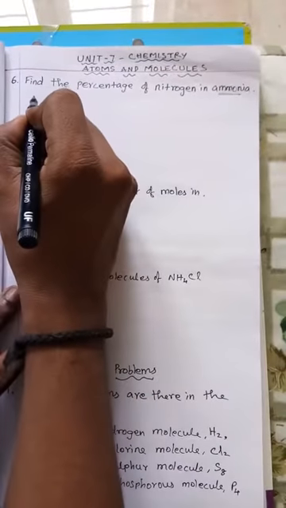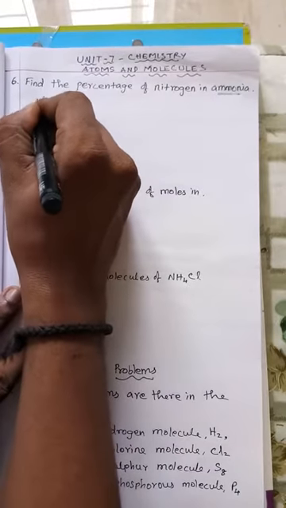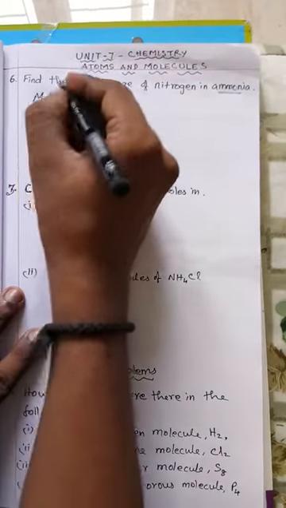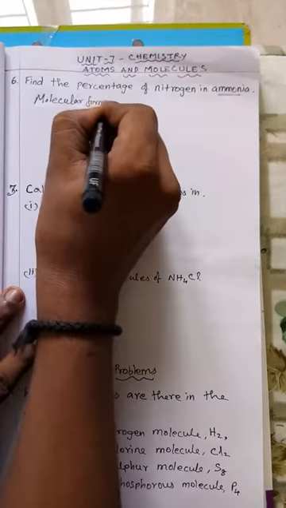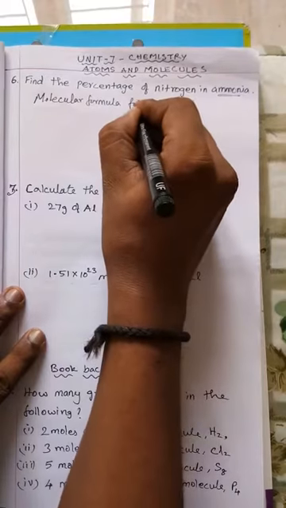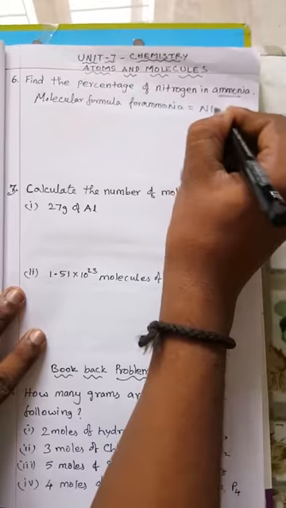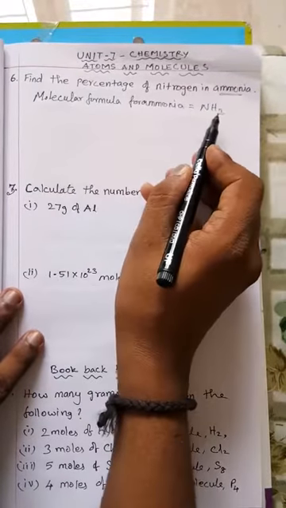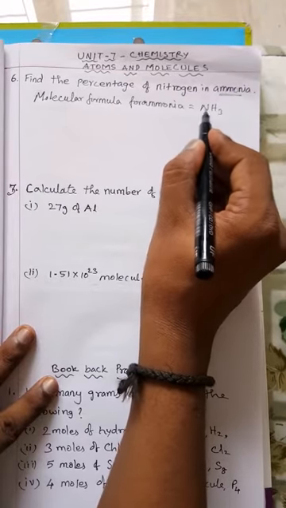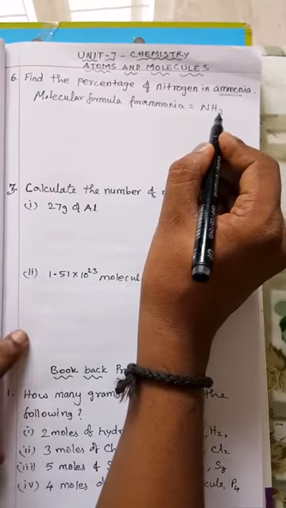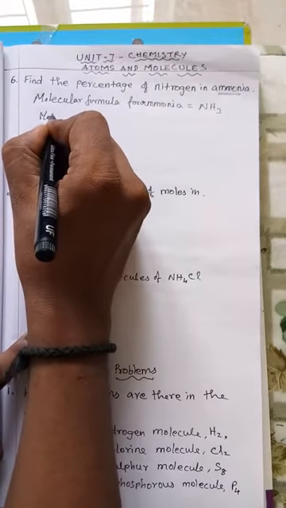So the molecular formula for ammonia is NH3. Here, 1 nitrogen and 3 hydrogen are given. First you find the molecular mass, or molar mass.